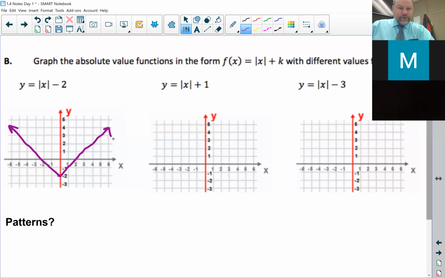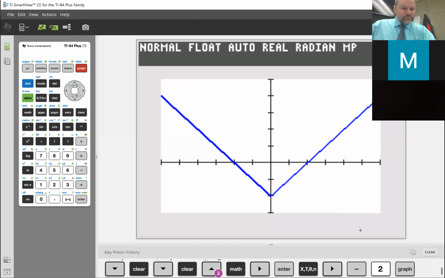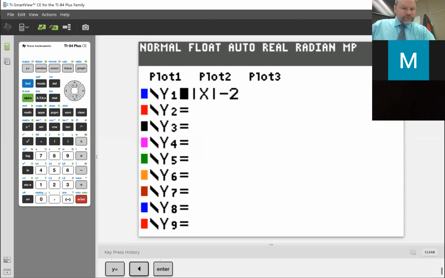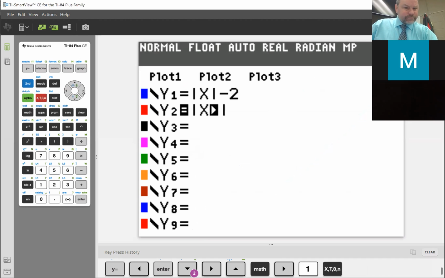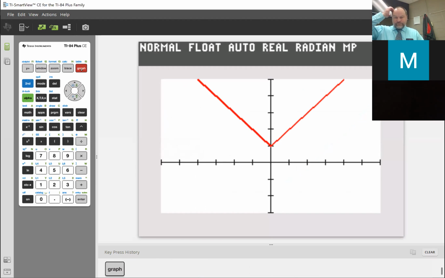Right? Now we're going to add 1 outside of the absolute value. So again, I'm going to turn that one off and just graph the next one by itself. And there's the graph when we add 1. Put that in our notes.